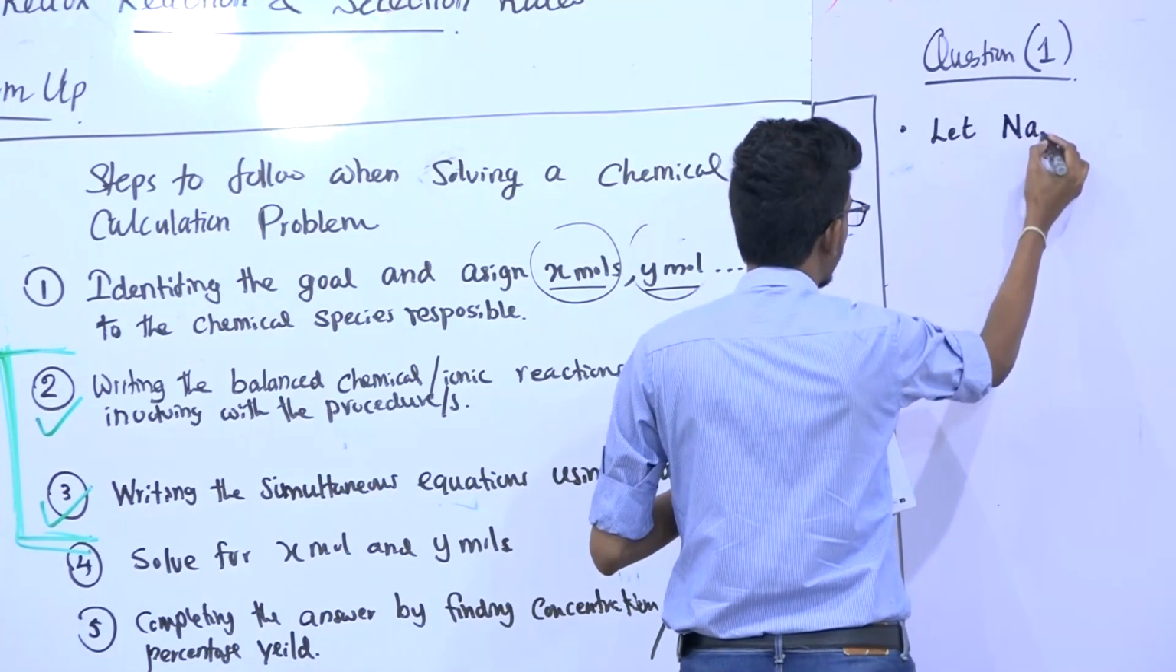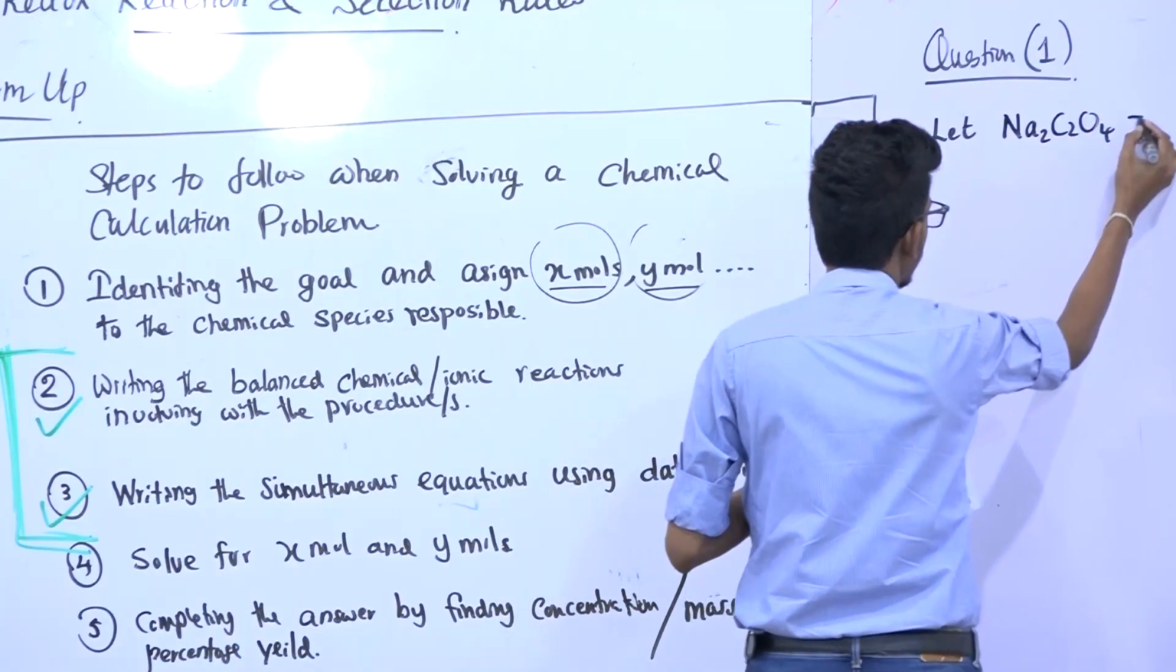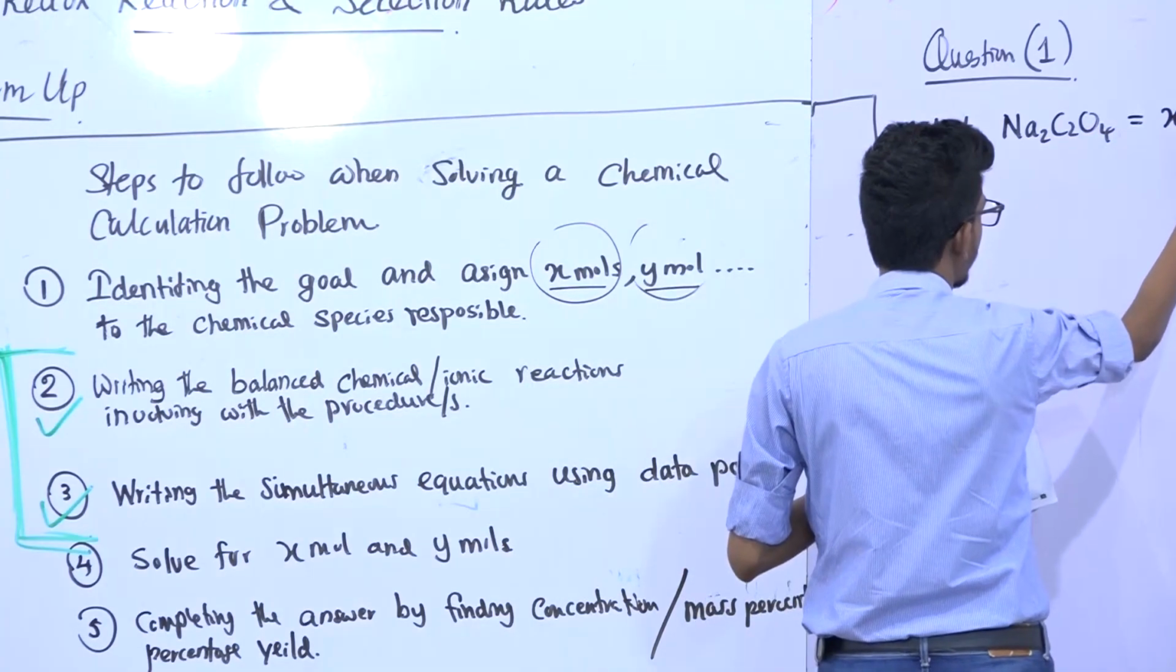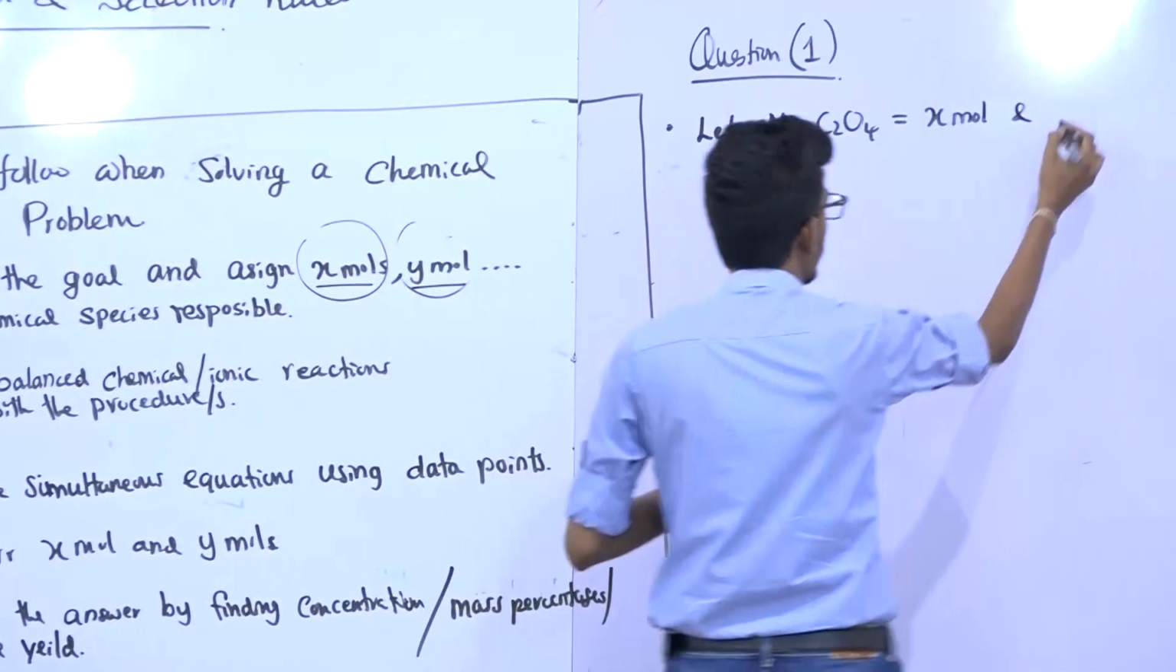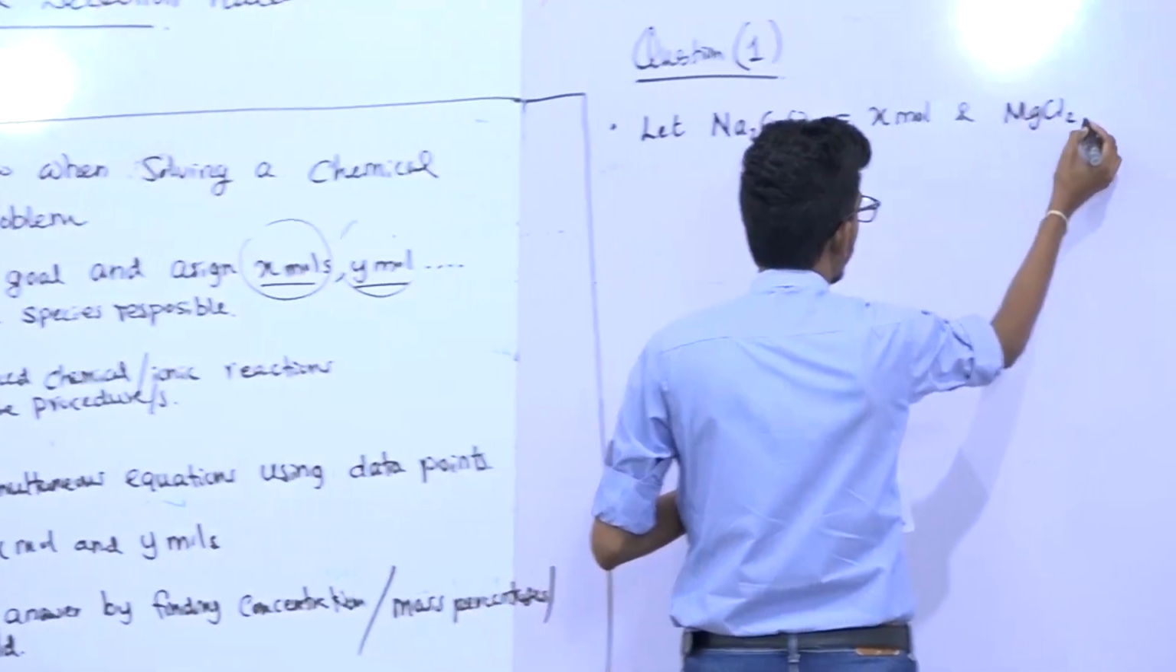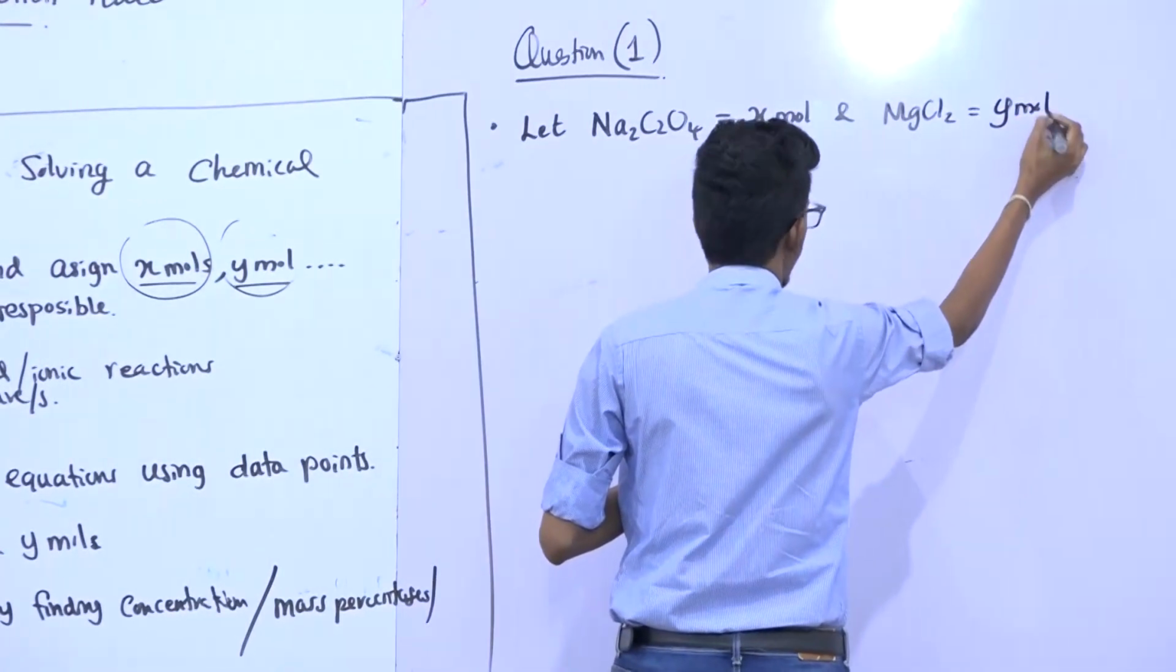sodium oxalate is equal to x moles and magnesium chloride is equal to y moles.